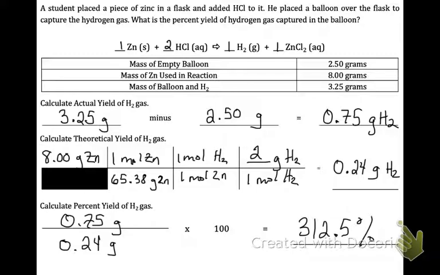I would start to problem solve and think, maybe what happened? How did I get a greater mass of hydrogen? It's possible that there was air in the balloon before you put it on top of the flask. There's a variety of reasons that our actual yield claims to be higher than our theoretical yield.